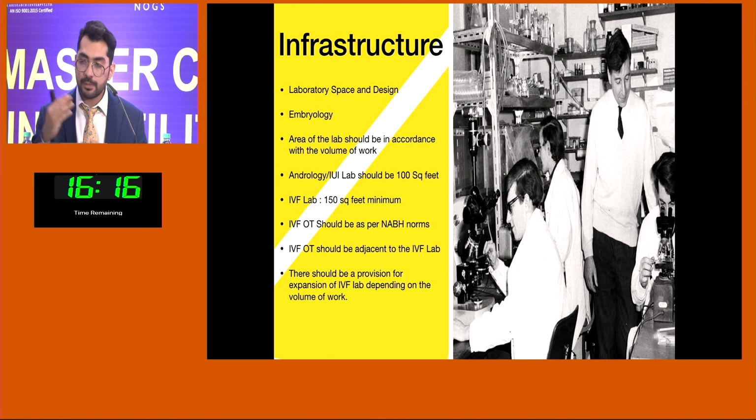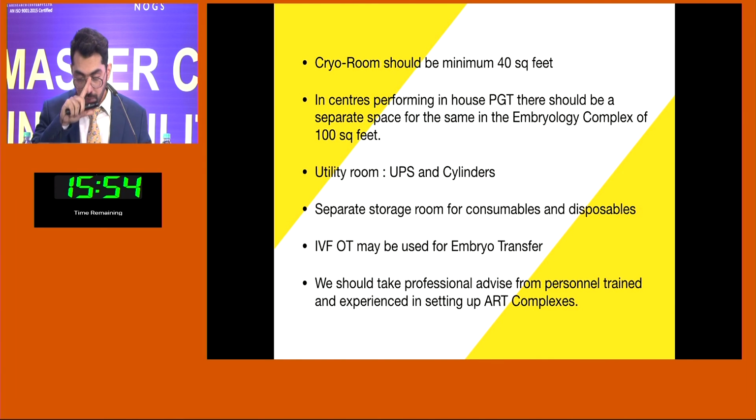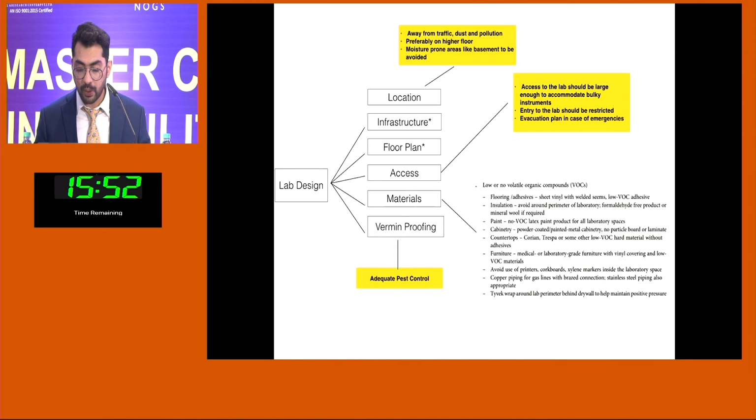So always plan accordingly and always have a provision for expansion, because especially when you're doing about 30-40 IUIs in a month, you would want to expand to IVF, and that provision should always be there, because some of the equipment that you're buying for an IUI unit can actually be used in the IVF unit as well.